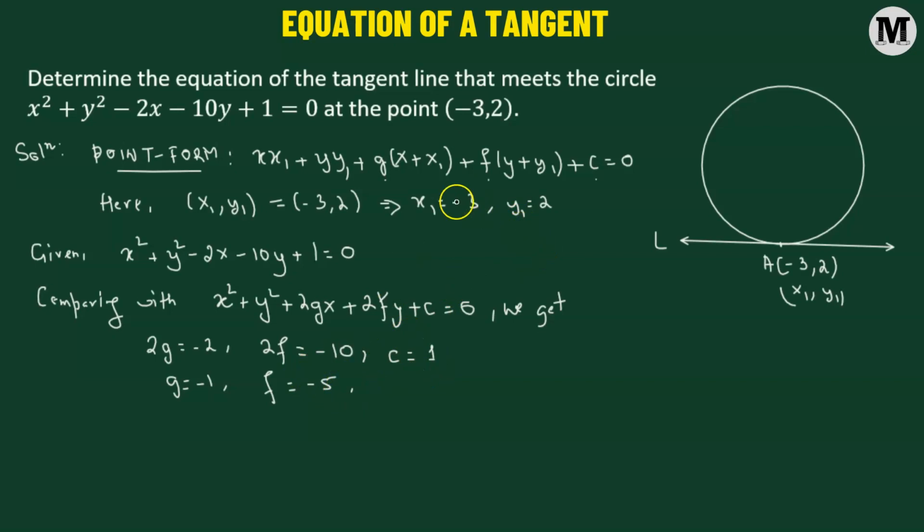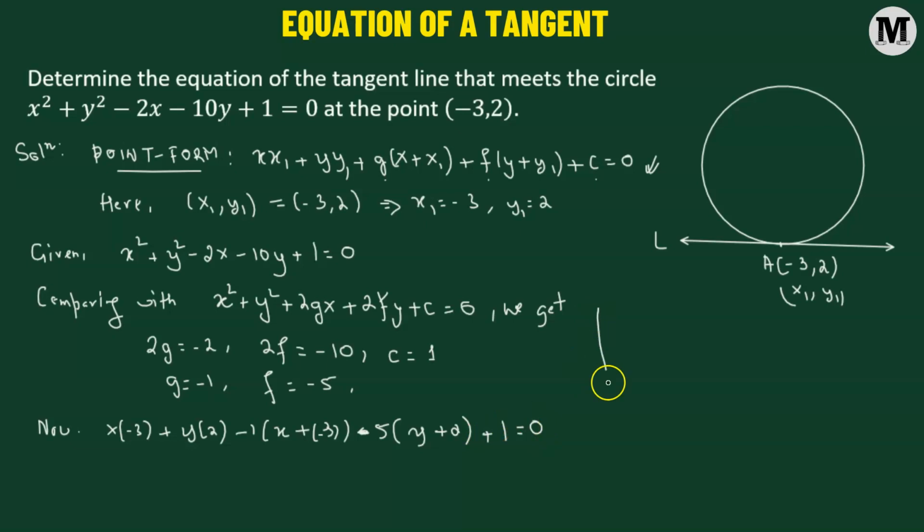Well, we're going to use these values and rewrite the point form of the tangent line. We have now x times x1, so x1 will be -3, plus y times y1, so y1 will be +2. Then we have plus g, so g value is -1, so we have -1 times (x plus x1), so x1 will be -3, plus f, so f is -5, so we have -5 multiplied by (y plus y1), so here y1 value is +2, where y plus 2. And we have the constant value c, so that's 1 equals 0.